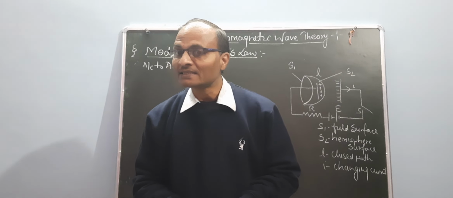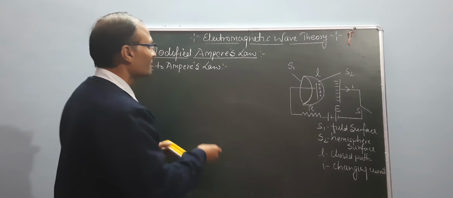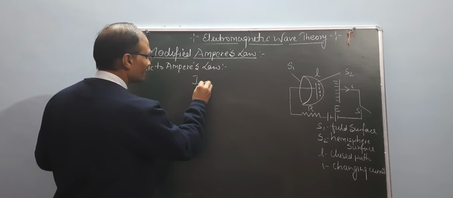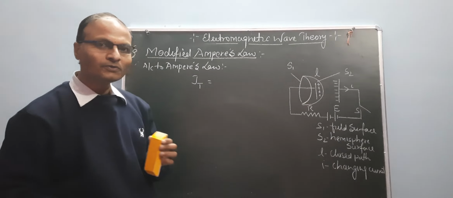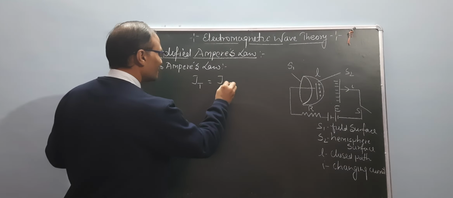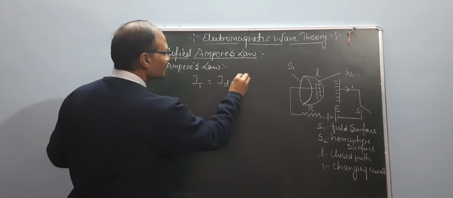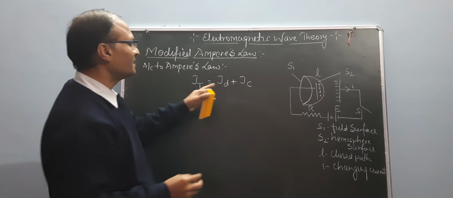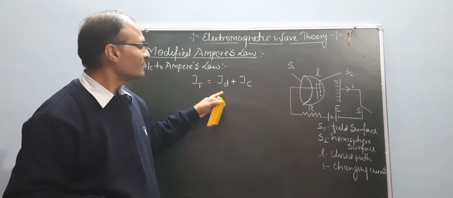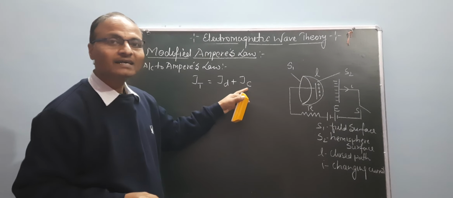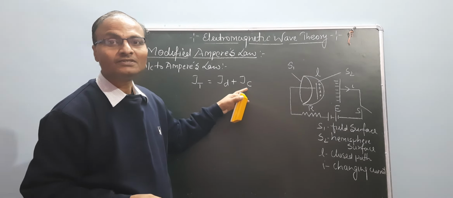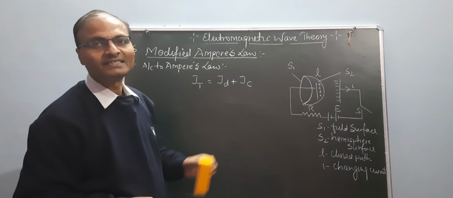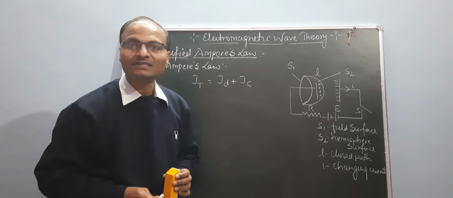So the total current density is JT equal to JD plus JC, where JD is the displacement current density and JC is the conduction current density. So this is the total current density. This is the basic features.